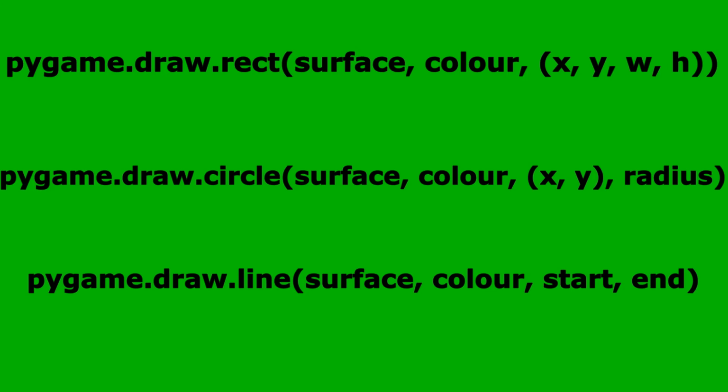The last parts of these functions are each unique. Rect takes a tuple containing an x position, y position, width, and height. Circle takes a coordinate and a radius. Line takes a starting point and an ending point.